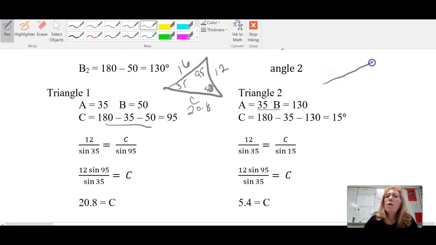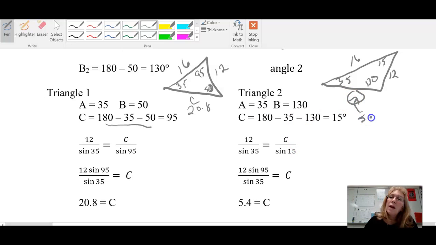Now let's do our other triangle, the one where we had the 130 over here. So we have 130 and 35. Subtract those out and we get 15. We still have our same side lengths. So this is 16 and this is 12. All right, I need to calculate this, which is the same thing. So we do 12 over the sine of 35, C over the sine of 15, and this time this answer is 5.4, our two triangles.